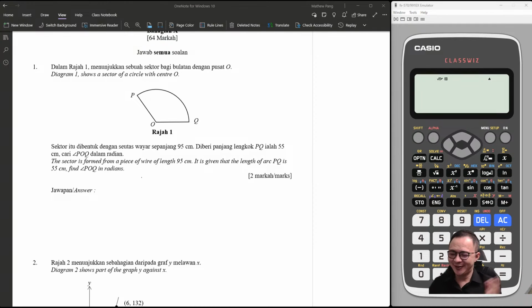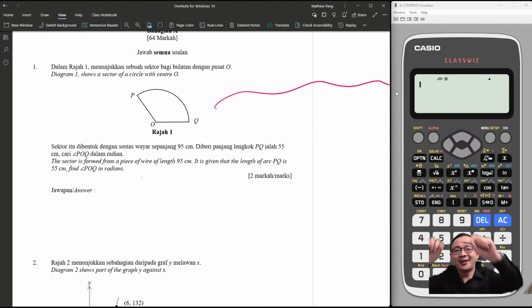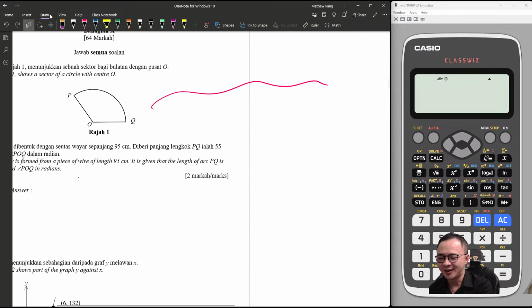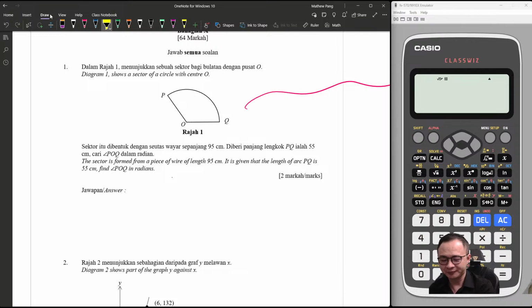Alright, so let's begin. Right now, they say the sector is formed by a piece of wire, so the length is 95 centimeters, given that the arc PQ is 55. Imagine you have a piece of wire and you bend it into a sector shape. So what does this sentence tell us? It tells us the perimeter of the shape is 95. So we know this is the perimeter.